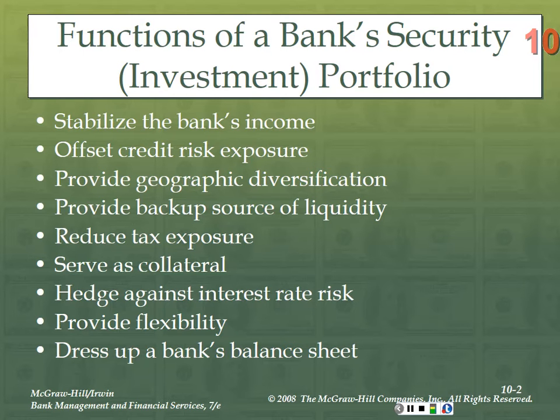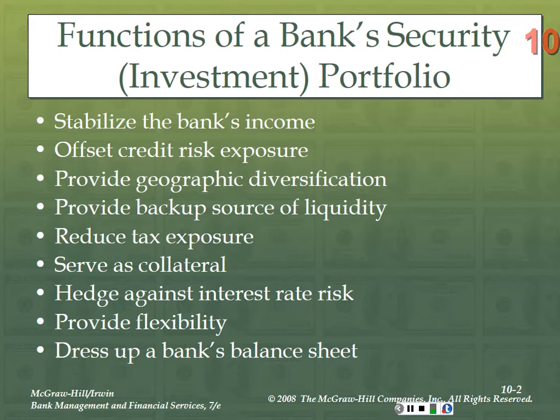1, it stabilizes the bank's income. Of course, you know interest rates go up and down. Our economy goes through ups and downs. Sometimes a bank may have heavy loan demand. Sometimes it may have a relatively light loan demand. And so these investments, typically government bonds, help to stabilize or smooth out the bank's income stream.